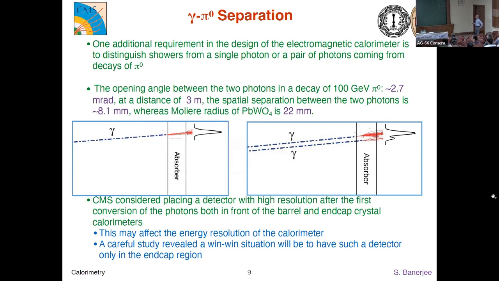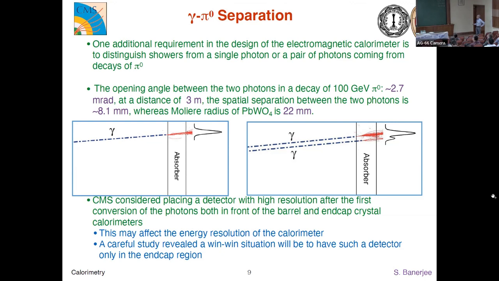Now, the opening angle between the 2 photons in a decay of a 100 GeV pi zero is something like about 2.7 milliradian. And if you put a detector something around 3 meters away from the interaction point, the spatial separation between the 2 photons would be something like 8 millimeters. Whereas the Molière radius, which really gives the critical size of the shower, is 22 millimeters. So obviously, this is not sufficient to distinguish between them.